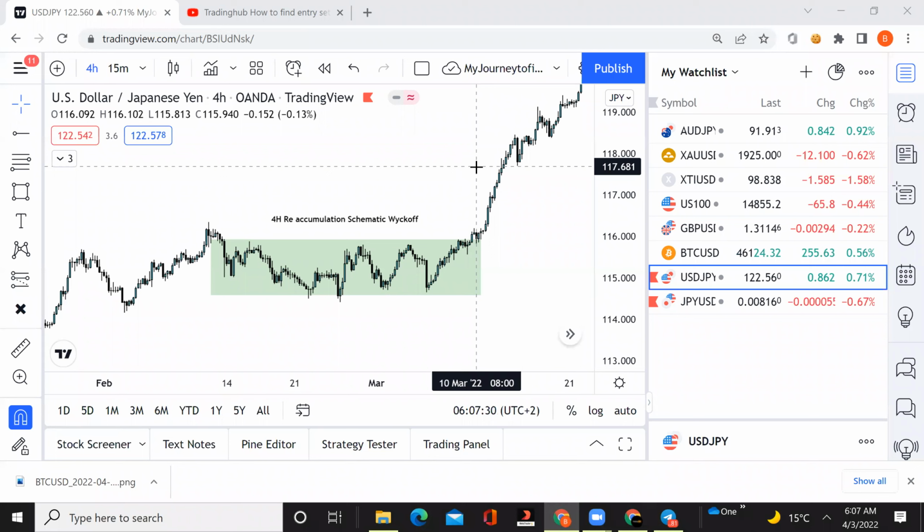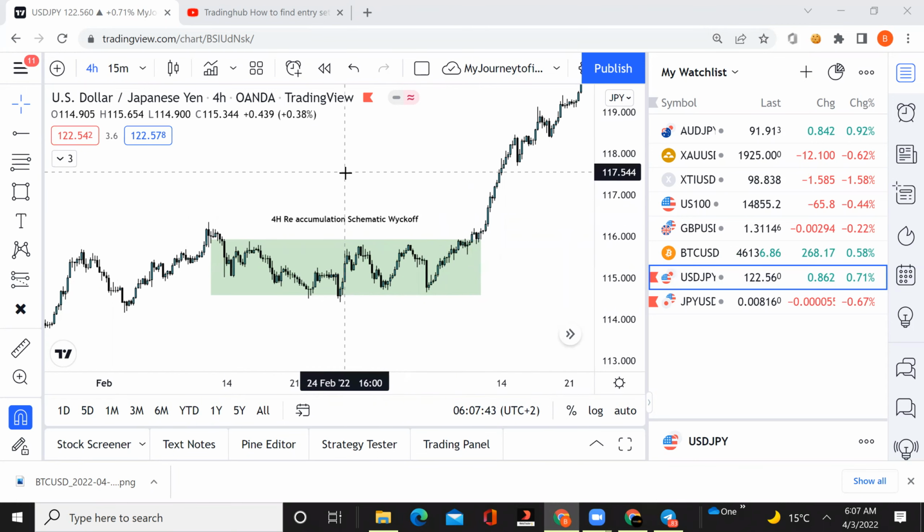Today we're going to be sharing an exciting correlation idea that you can use when you analyze certain pairs. So without wasting any time, let's get straight into it.